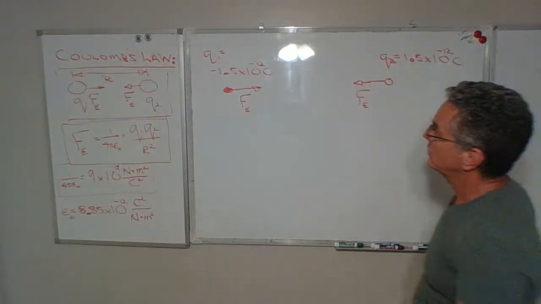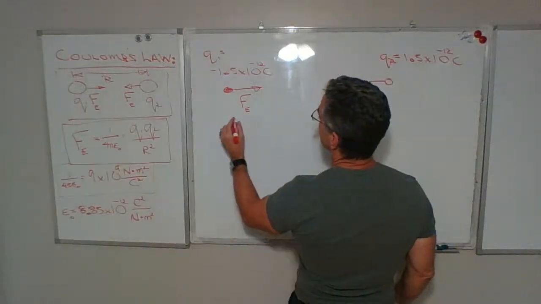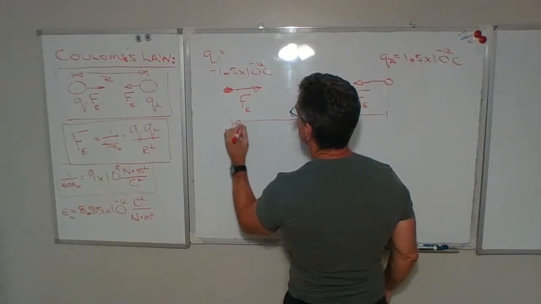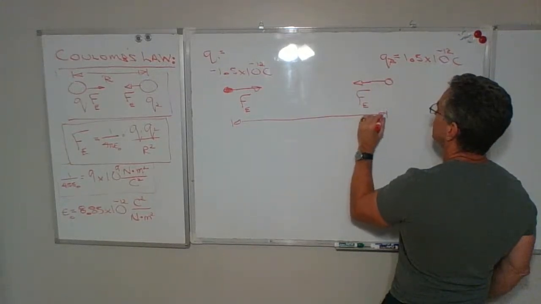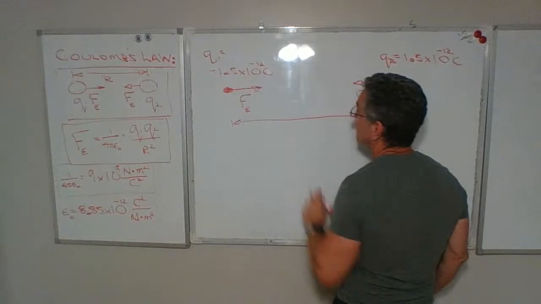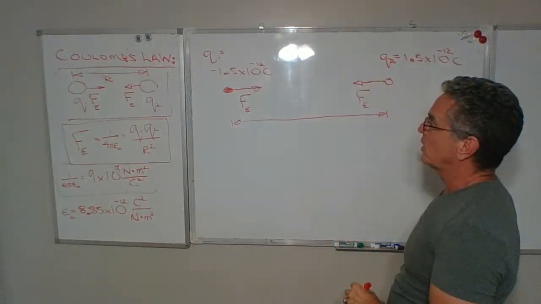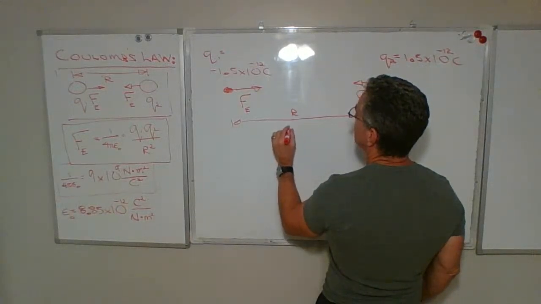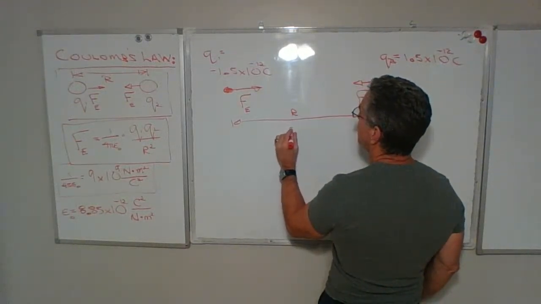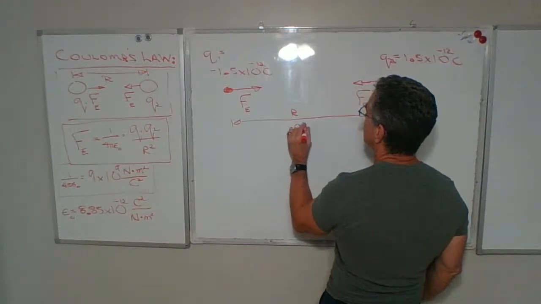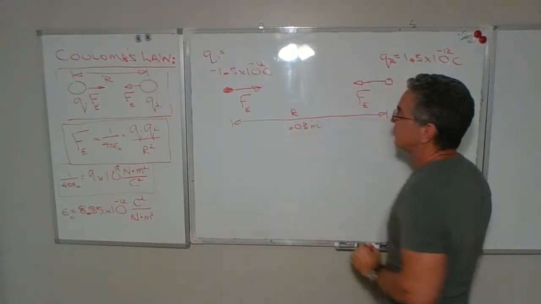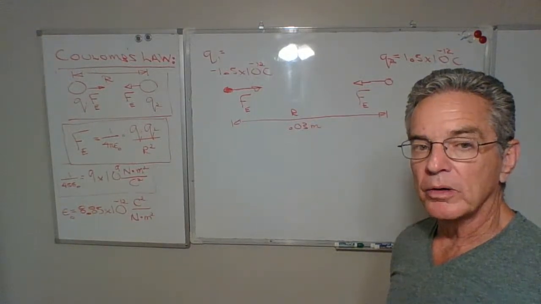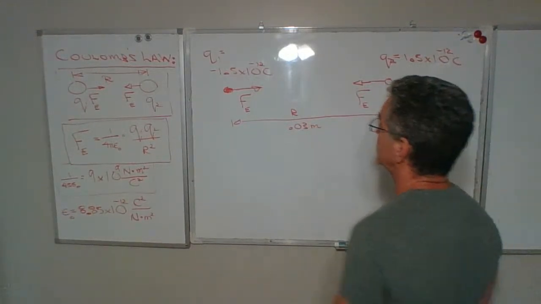So let's go ahead and solve for this electric force. But first of all, let's give a distance. So let's say that the separation distance between these two charges, equal and opposite charges of 1.5 times 10 to the minus 12 coulombs, is R equal to 0.03 meters, so 3 centimeters. So these small charges are 3 centimeters apart. We're going to determine what the electric force is between them.